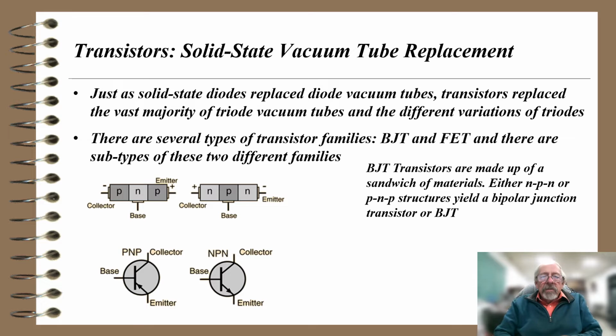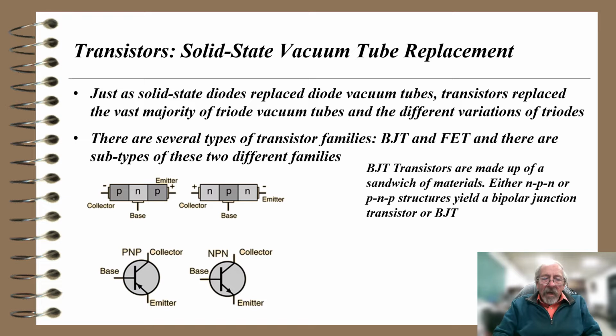So transistors were solid-state vacuum tube replacements, in that just as solid-state diodes replace vacuum tube diodes, transistors replace the vast majority of triode vacuum tubes and the different variations of triodes. I didn't mention there were what they call tetrodes and pentodes, which were 4-element tubes. Remember that the screen grid was the 4th element, and then there were pentodes. They had what they called the suppressor grid.